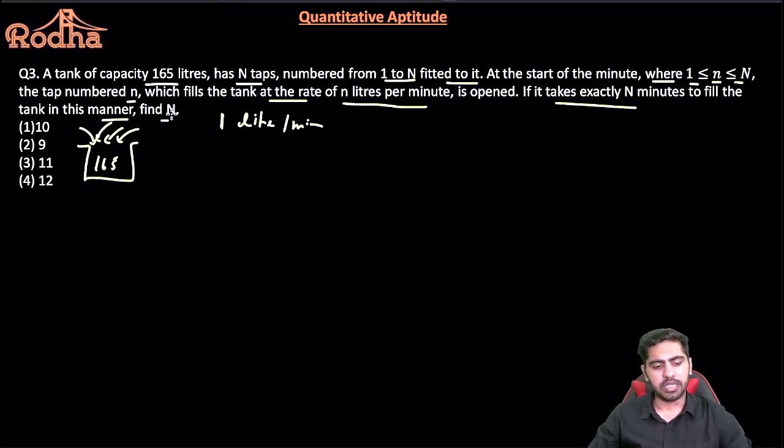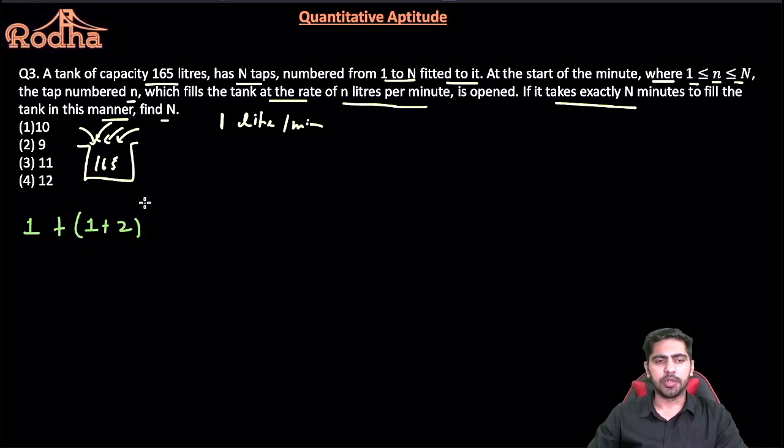Okay, so if it is taking exactly n minutes to fill the tank in this manner, then find the value of n. Fine. So if you see here, can I say at the first minute, exactly one tap will be working. So it is gonna fill only 1 liter. At the second minute, can I say two taps are working? So if two taps are working, then they're gonna fill 1 plus 2, right?